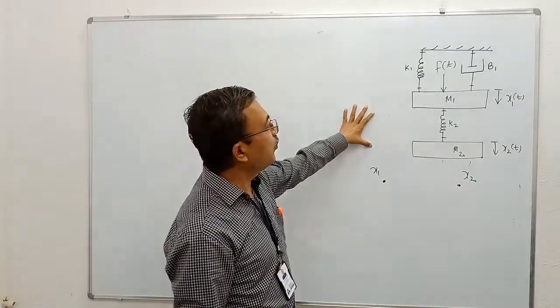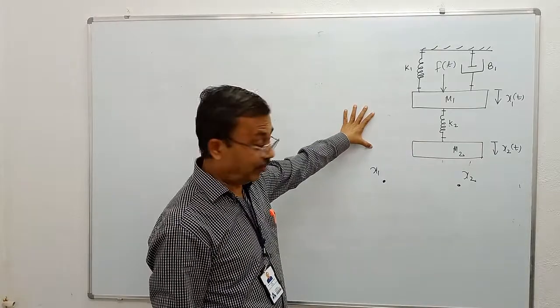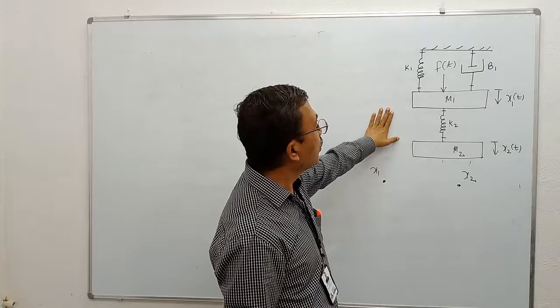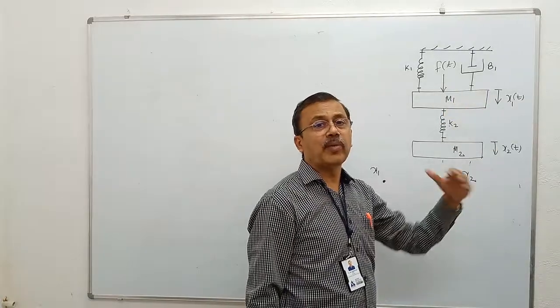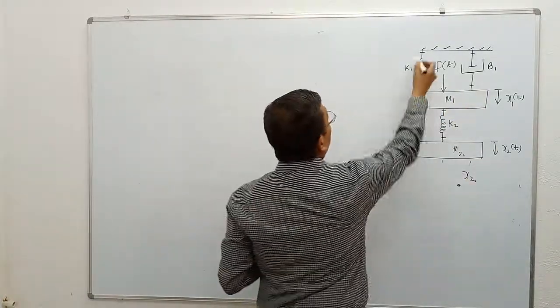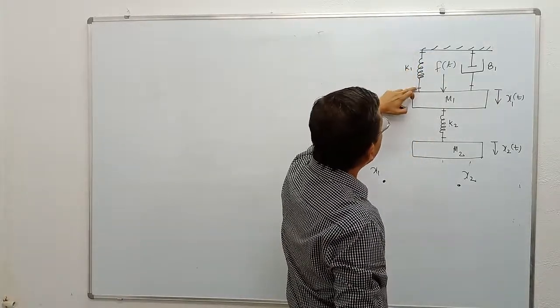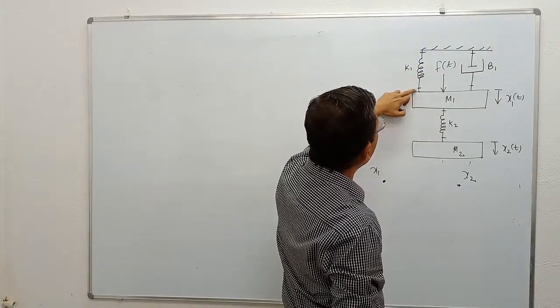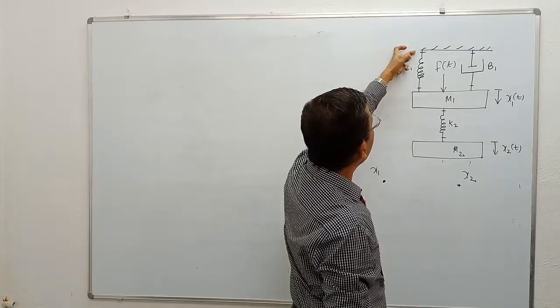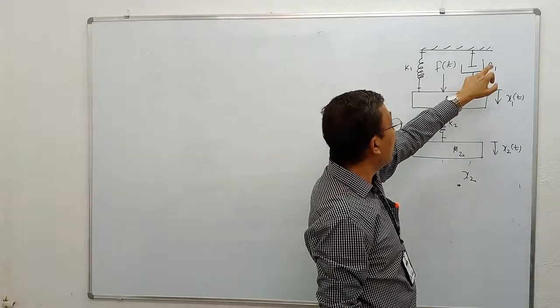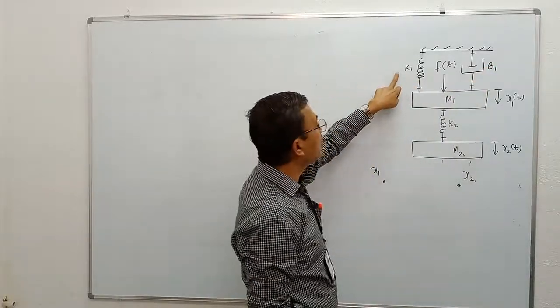Minimum number of displacements must be equal to number of masses. There are two masses m1 and m2, therefore two displacements given in the problem are sufficient. Displacement here is 0 because the spring is fixed. The other end of the spring is connected to m1, therefore the displacement is x1. On one side it is 0, on the other side it is x1. Same is true for element b1 because b1 is in parallel with k1.